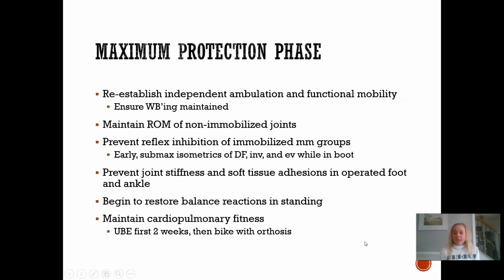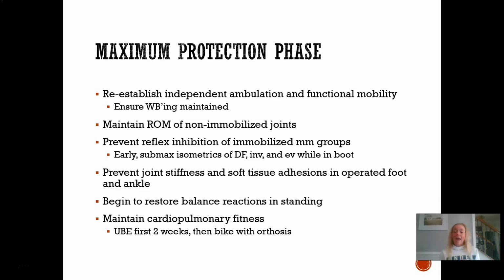During the maximum protection phase, the acute phase following an Achilles repair, we want to make sure that they're ambulating independently. So again, they might need crutches, the walking boot, maintain range of motion of all non-immobilized joints, so the knee, the hip, the other side, prevent reflex inhibition. So we can do some submaximal isometrics of dorsiflexion, inversion, and eversion while they're in the boot. They cannot do isometrics for plantar flexion. So these are the two big things that are limited during or following an Achilles repair.